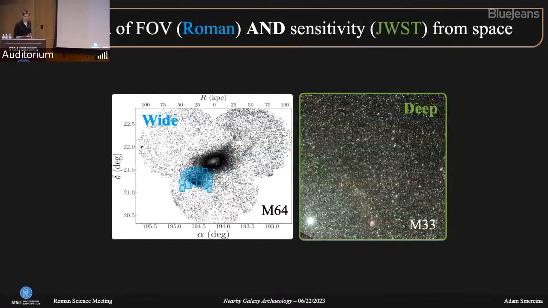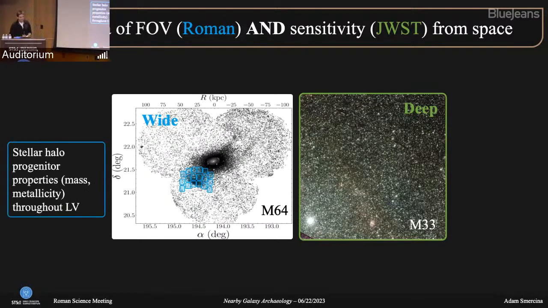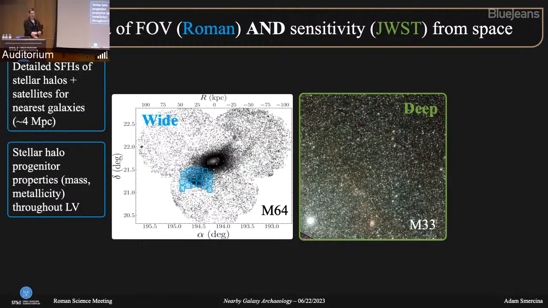So to summarize here, the era of wide and deep with Roman and JWST. Roman is going to give us measurements of stellar halos and the merger progenitors for those stellar halos throughout the local volume. Unprecedented sample sizes of these. It is going to be able to measure detailed star formation histories of these stellar halos globally, right, across the entire halo for these nearest galaxies.